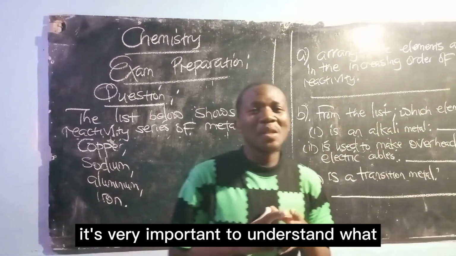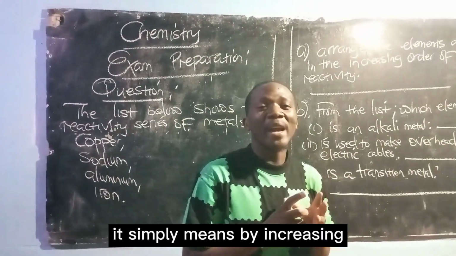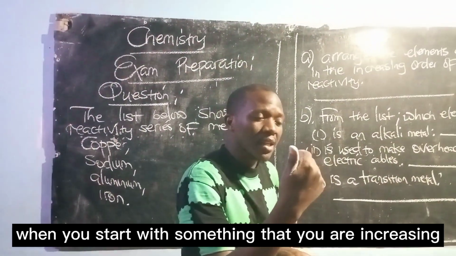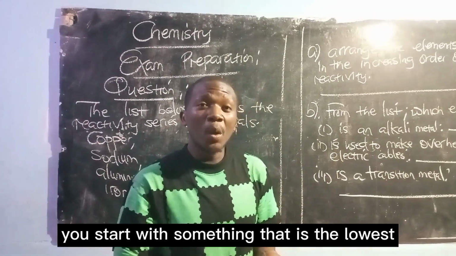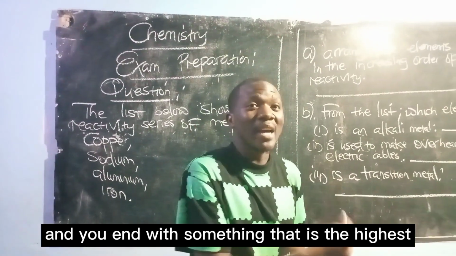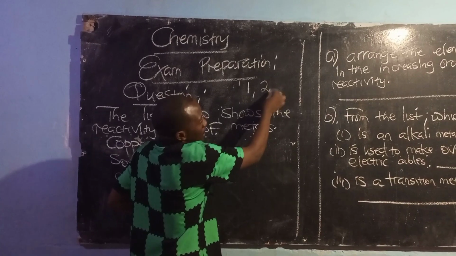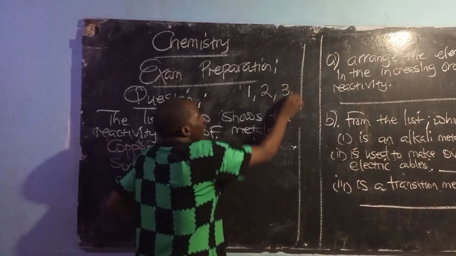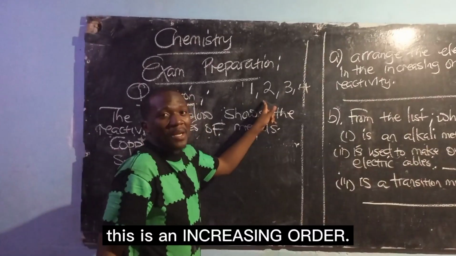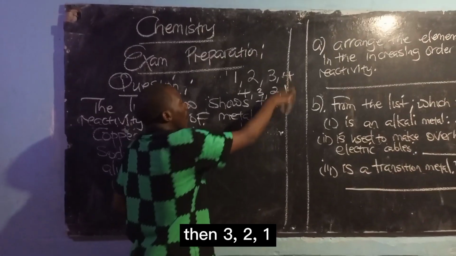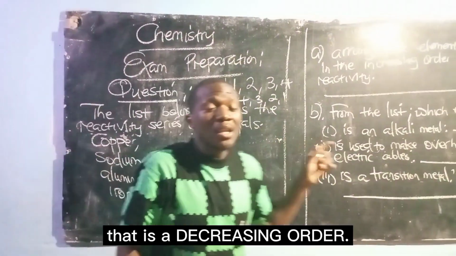It's very important to understand what increasing simply means. When you are increasing, you start with something that is the lowest and end with something that is the highest. For example, if we start with 1, we continue with 2, 3, and 4. This is an increasing order. Starting with 4, then 3, 2, 1, that is a decreasing order.